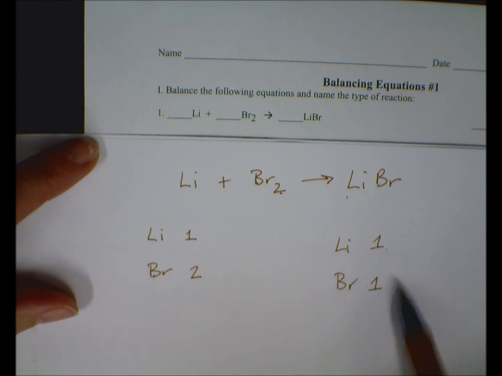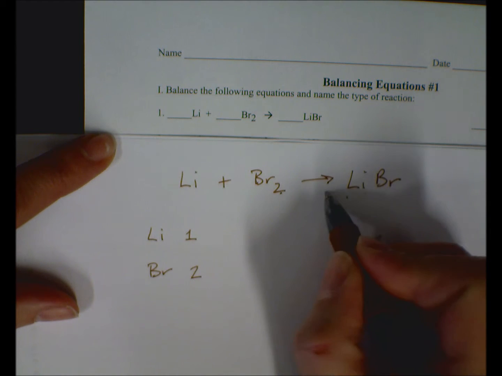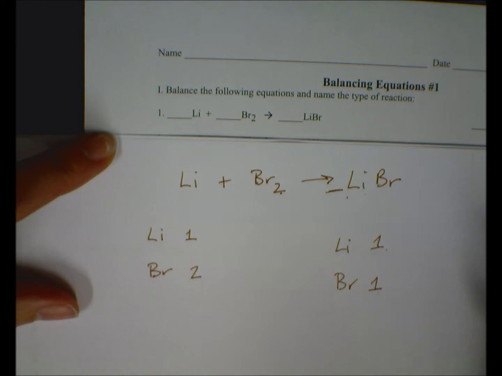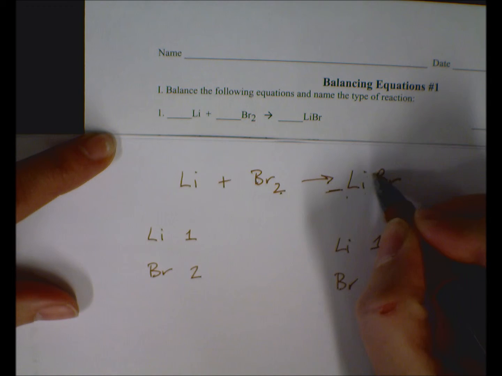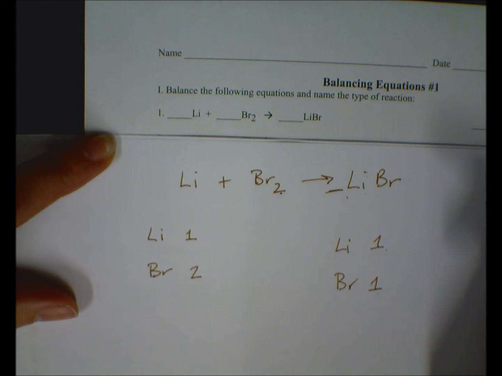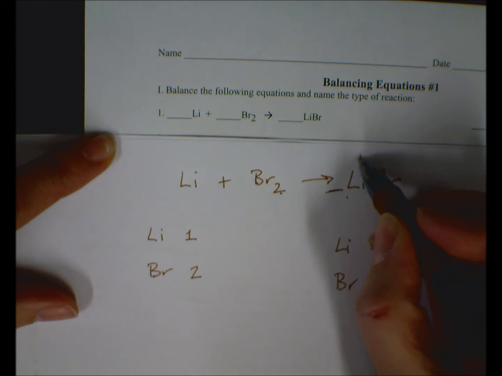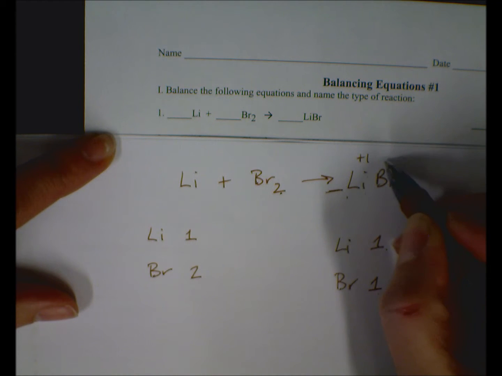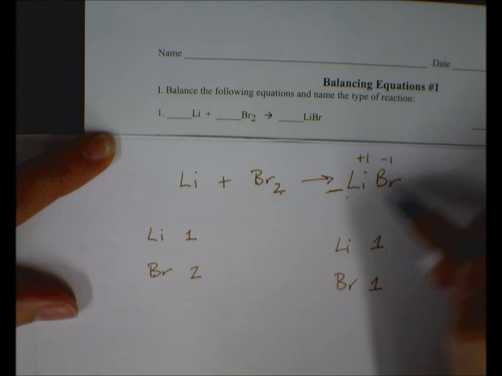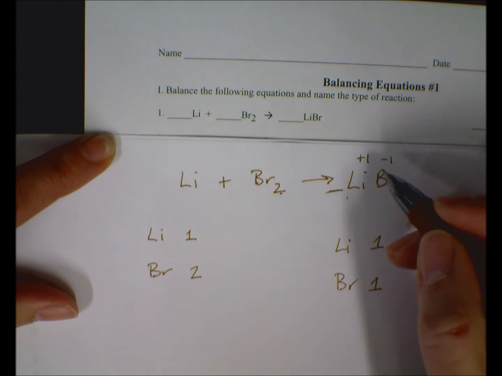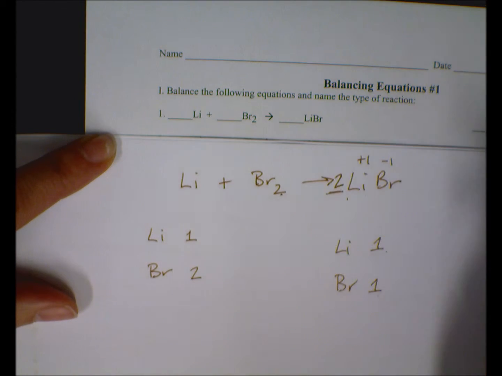And because this side is low, I'm going to need to put a coefficient. You can't just throw a 2 in there. You can't put a 2 in the middle, okay? Because this is the correct formula. Lithium is a +1, bromide's a -1. That formula can't change, but I can put a 2 here.